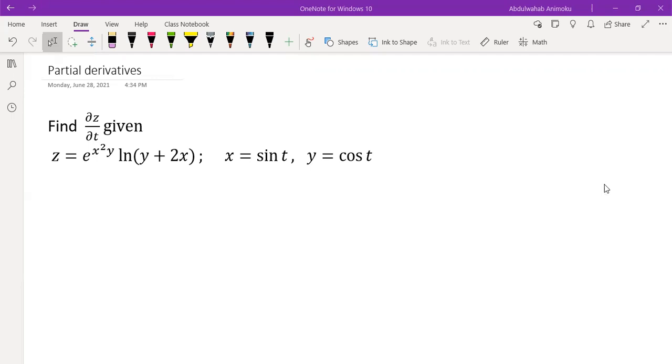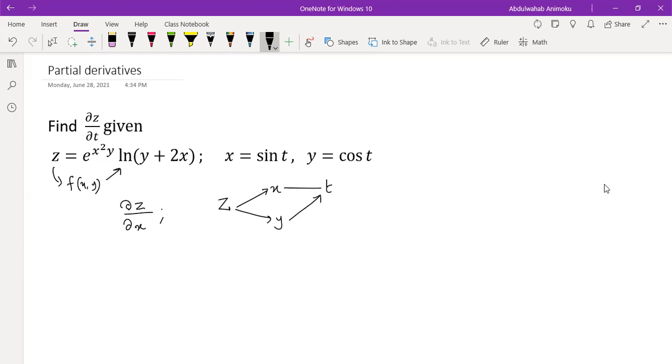Now, our function z, which is a function of x and y, is given as this, and we are asked to find the partial derivative of z with respect to x. Notice that z is actually a function of x and y, so we can literally write this. And then x is a function of t, while y is a function of t.